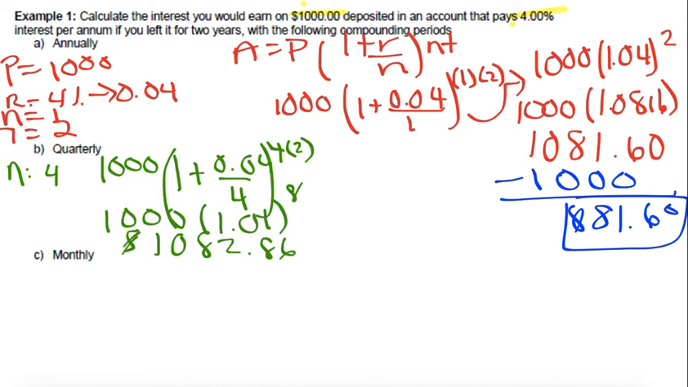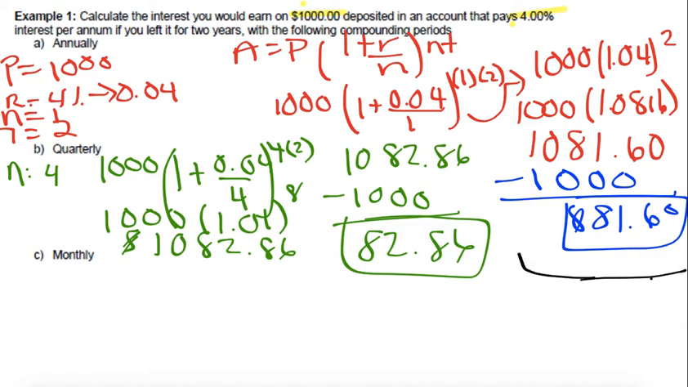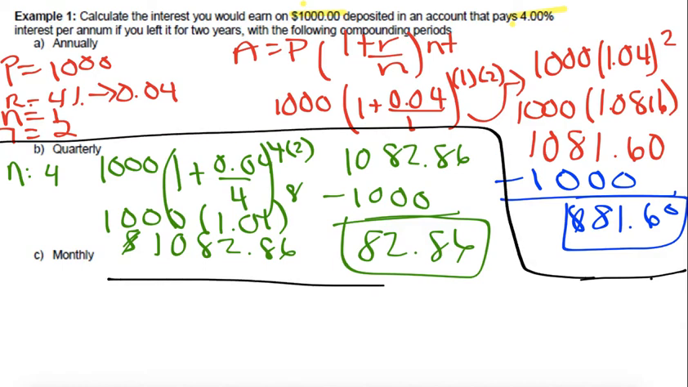So I'm going to take that number, 1082.86, and subtract 1,000 from it. I'm left with 82.86 as my final number. I'm going to separate these two things here so we know that this belongs to question number 1, and this is question number 2.